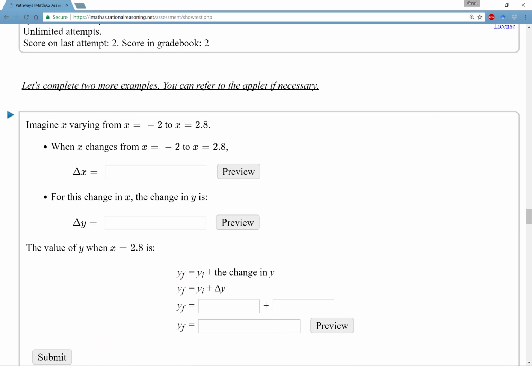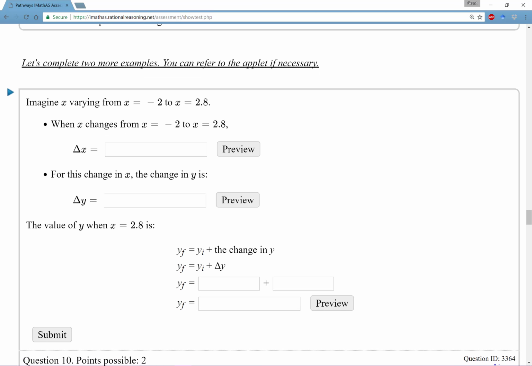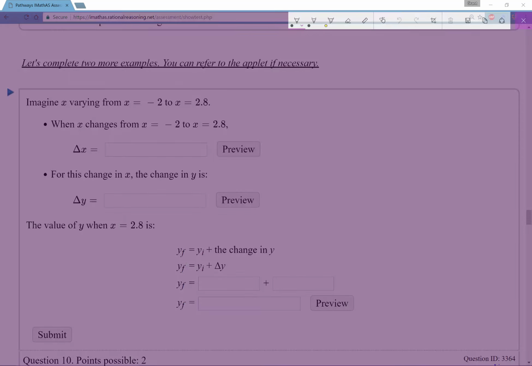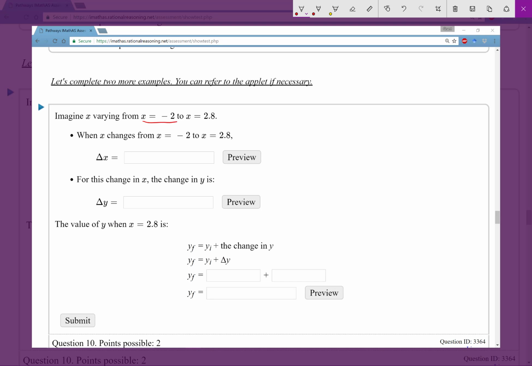Now, for the final two examples, you can use the same way of thinking and just imagine x varying from some initial value to some final value, and you can always compute the change in x as whatever the final value of x is minus the initial value of x. And in this example, we know that the change in y has to be negative 0.6 times as large as delta x, so negative 0.6 times as large as your previous answer. And to compute the final value of y, we know that the final value of y is going to be the initial value of y, which was 2, plus however much y changed by. So in this case, it's going to be negative 0.6 times as large as delta x.